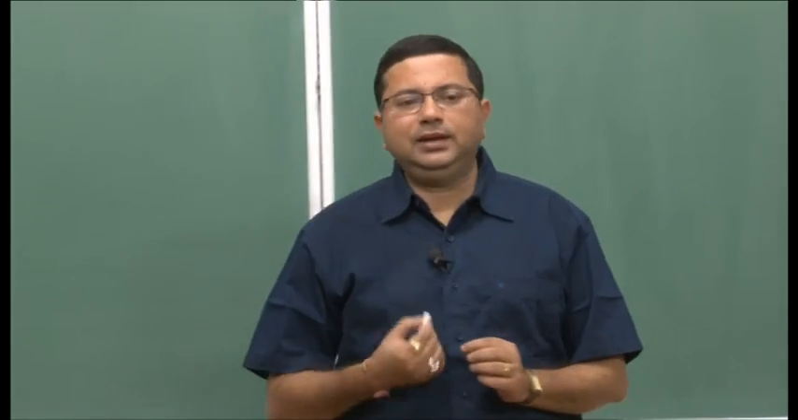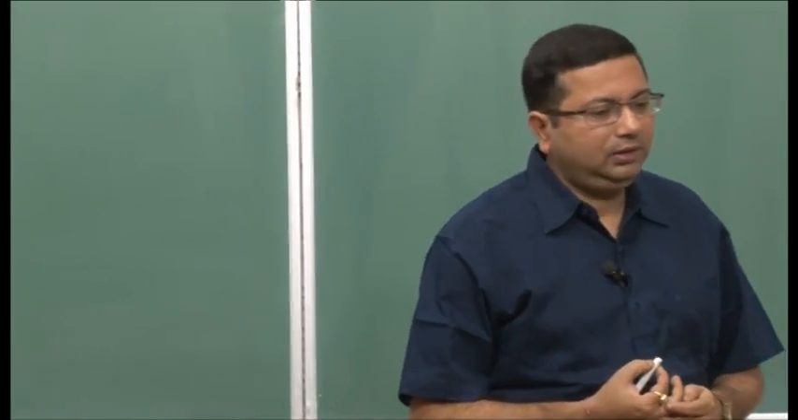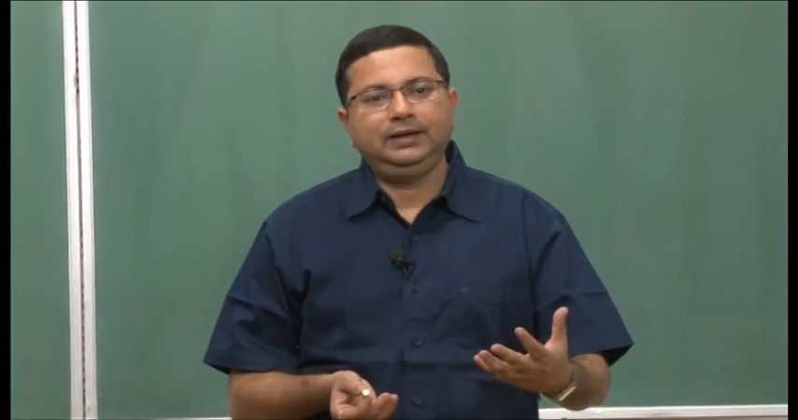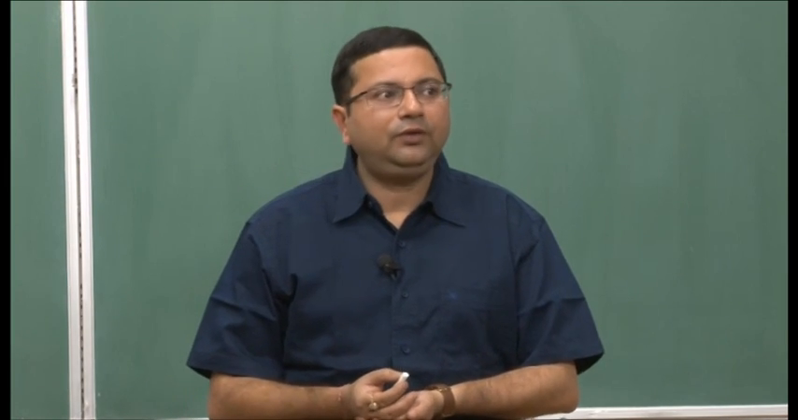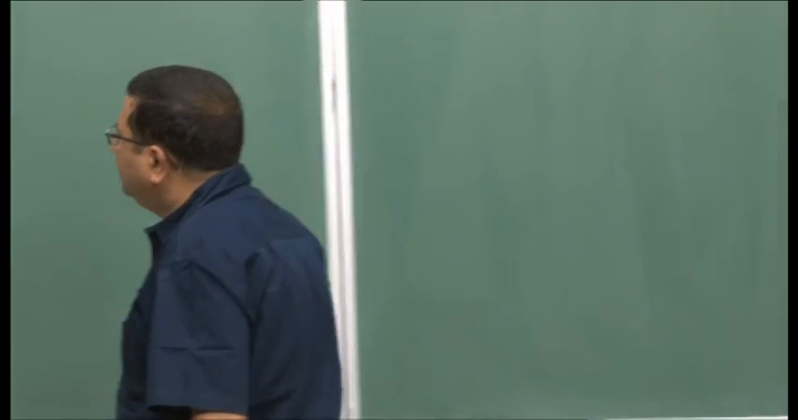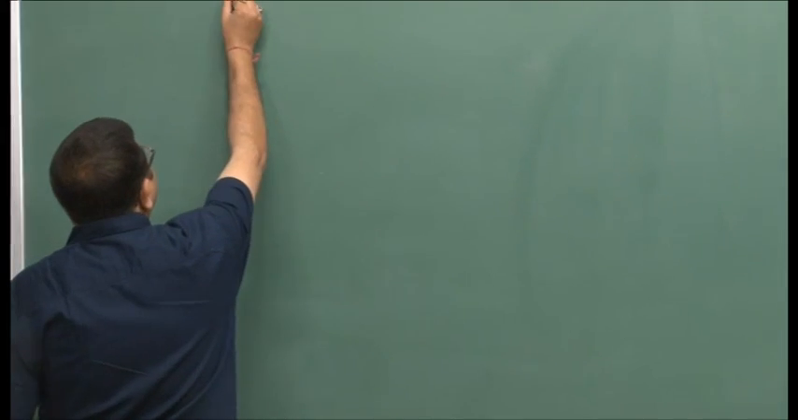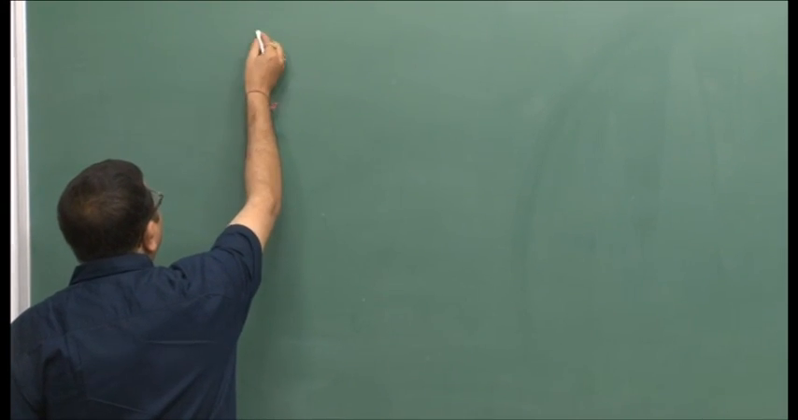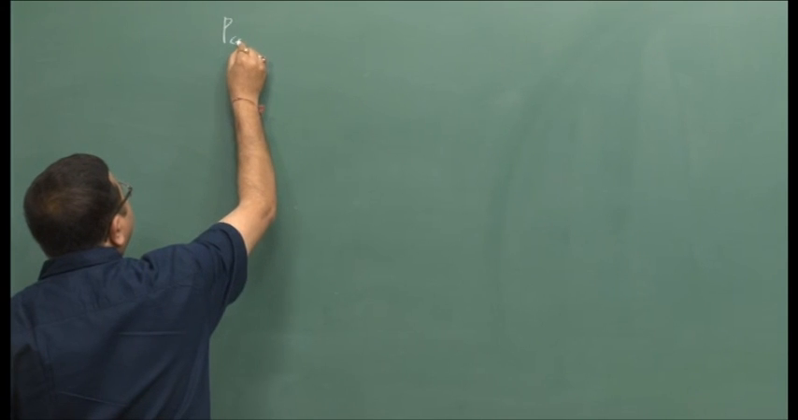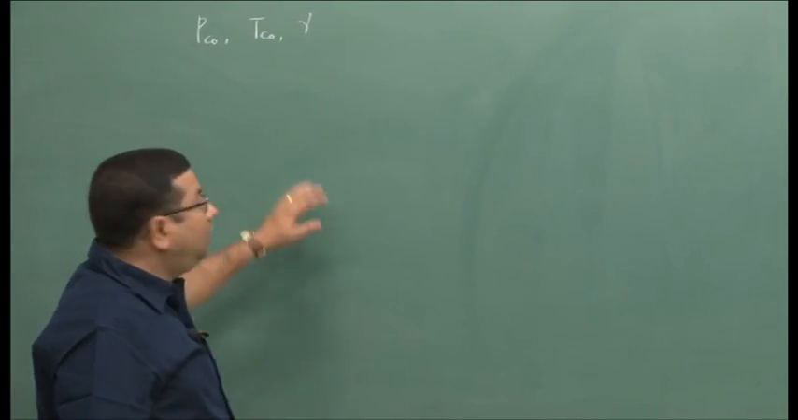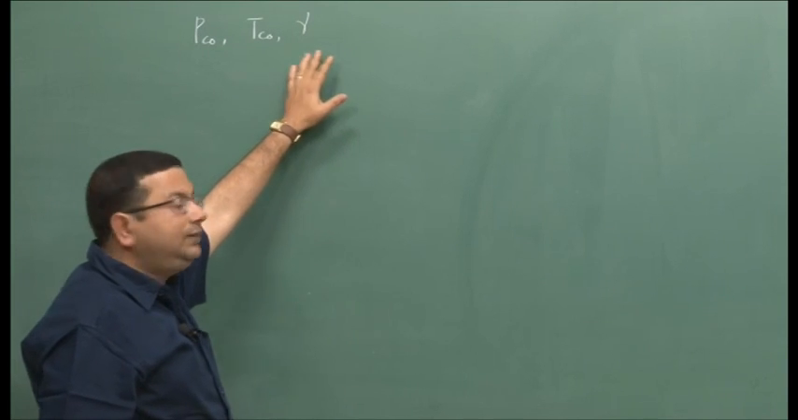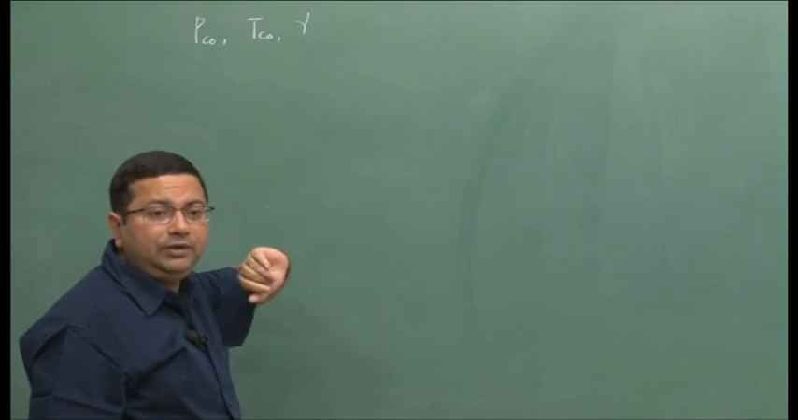We have been discussing chemical rockets, and the source of energy for propulsion is created by chemical reaction in chemical rockets. Therefore, we have seen that the parameters that are important as far as the rocket performance is concerned are Pc0, Tc0 and gamma. All the performance indices are functions of these parameters.